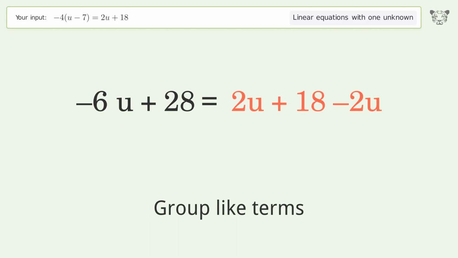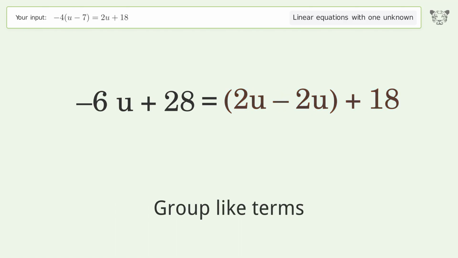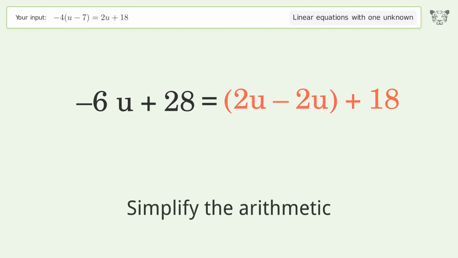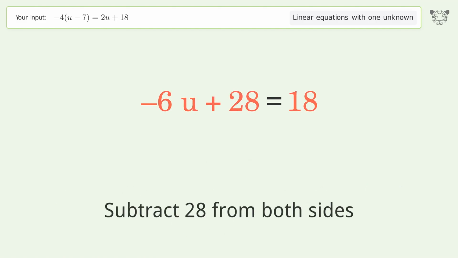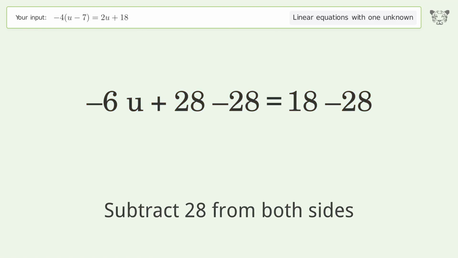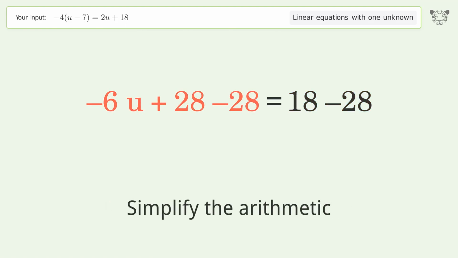Group like terms. Simplify the arithmetic. Group all constants on the right side of the equation. Subtract 28 from both sides. Simplify the arithmetic.